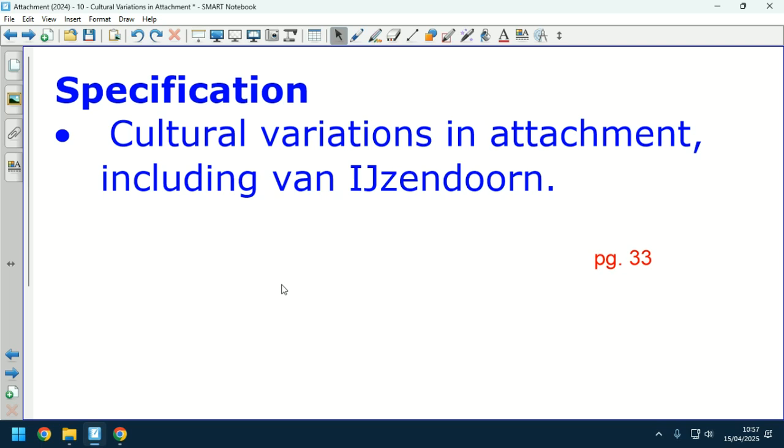And so we're going to focus most of what we look at on the Van Ijzendoorn study. This comes directly after having looked at the different attachment types and specifically understanding how the strange situation was used to find those attachment types.